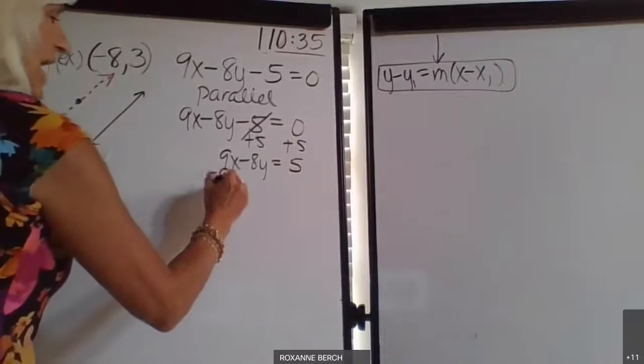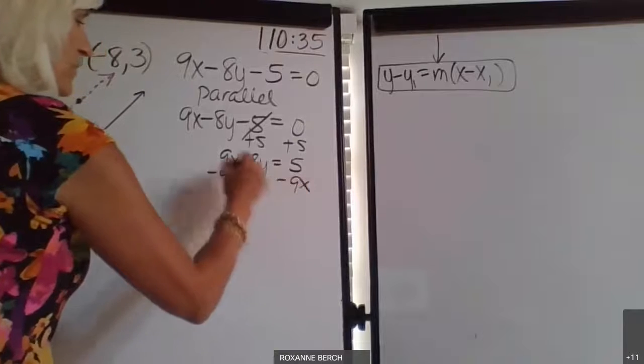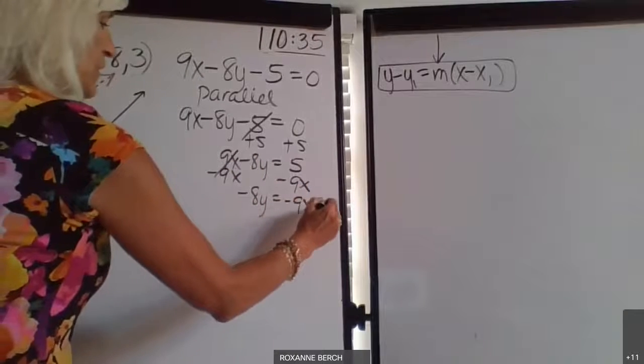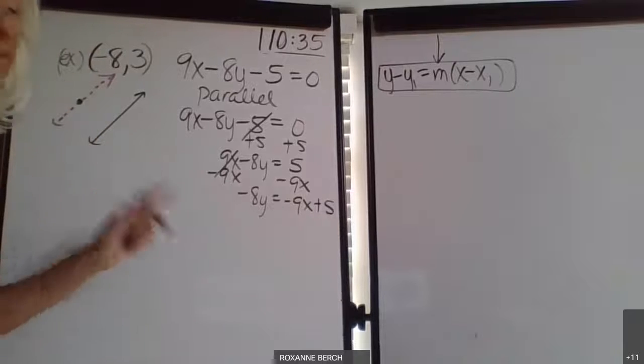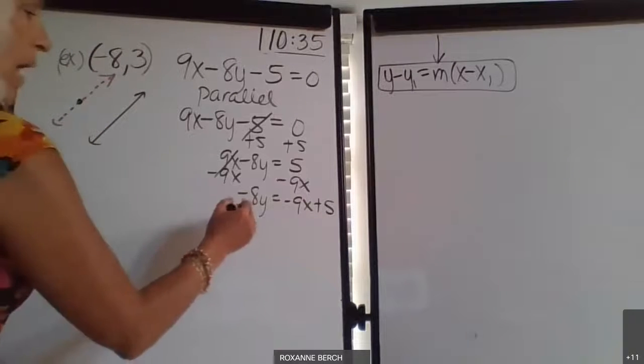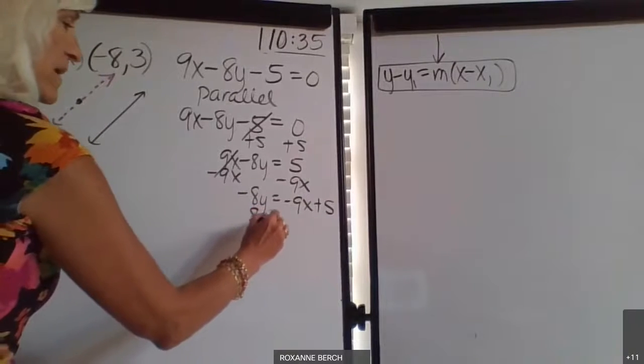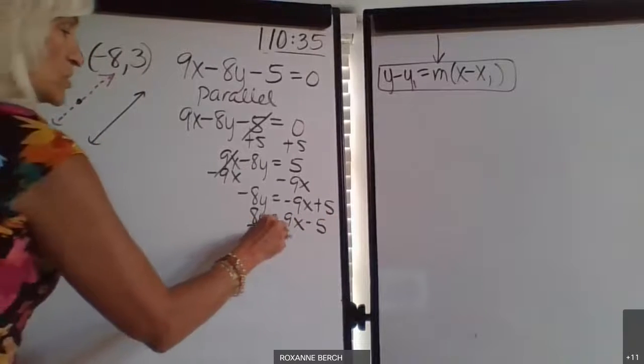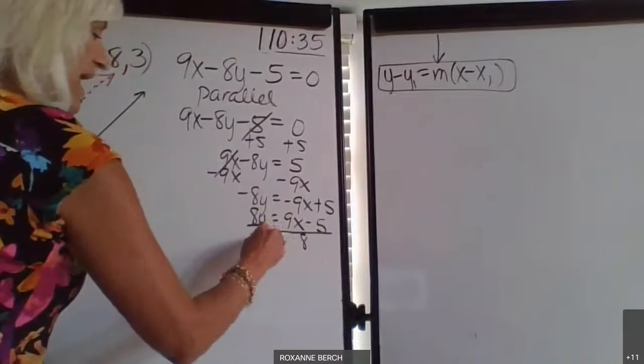We have to subtract 9x because I'm solving for y. Okay, now this is the first thing. I do not want to divide by a negative. So I'm going to multiply by a -1, multiply by a -1, multiply by a -1. So I'm only dividing by 8.